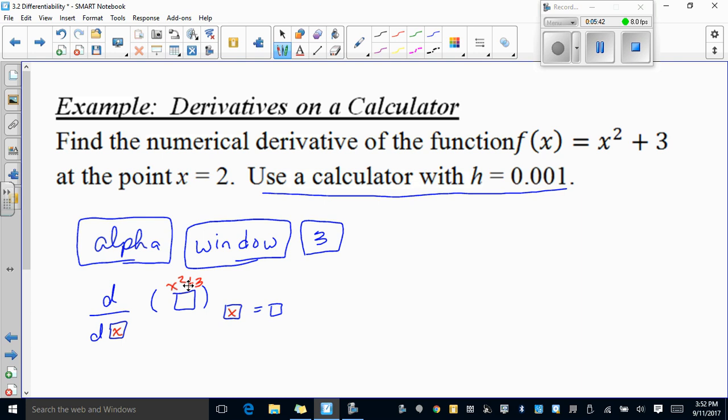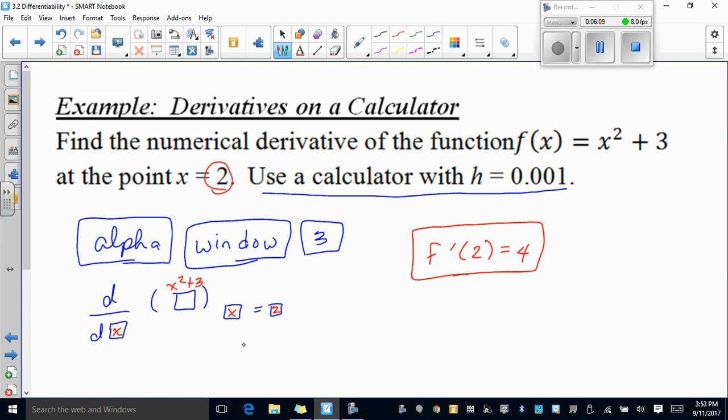And like I said, when you put this x in, this x jumped in, and then it says, at what value of x do you want this derivative value? Well, when x equals 2. So you'll put 2 in here, and you get a value of 4. So f prime at 2 in this one is equal to 4. And that's what you get.